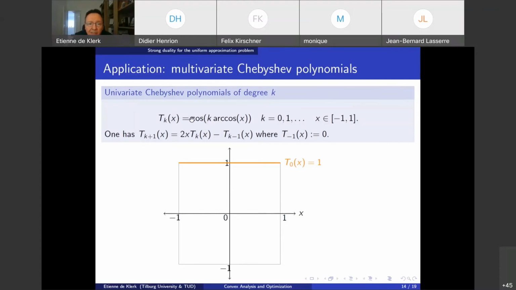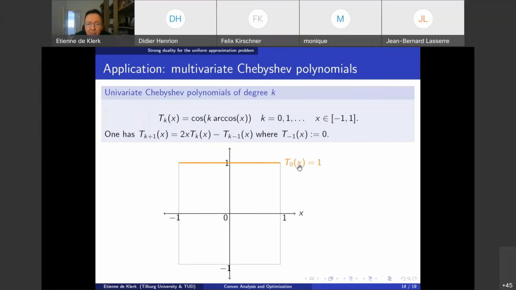So it's defined in terms of trigonometric functions, but on the interval [-1, 1], these coincide with polynomials, because you can show a recurrence relation: the (k+1)th Chebyshev polynomial is obtained from the two before, from the kth polynomial and the (k-1)th polynomial, by taking 2x times the kth one minus the (k-1)th polynomial, where we're just setting the (-1)th polynomial equal to 0. And of course T0 is just cosine of 0, so it's just 1.